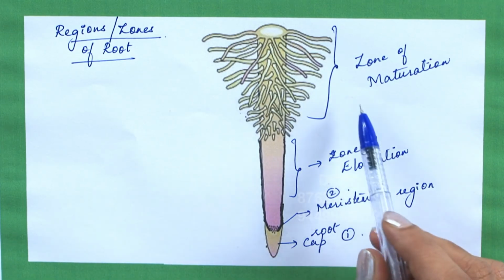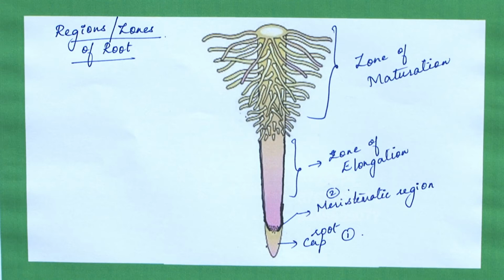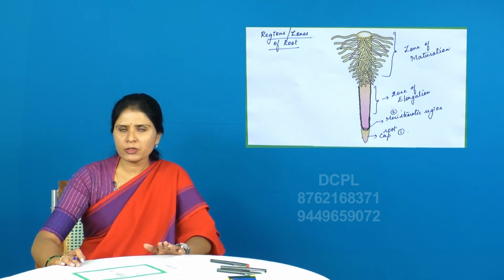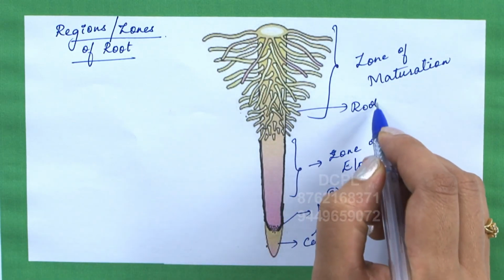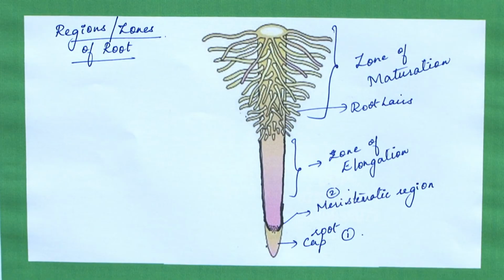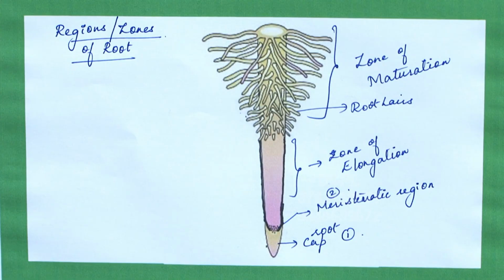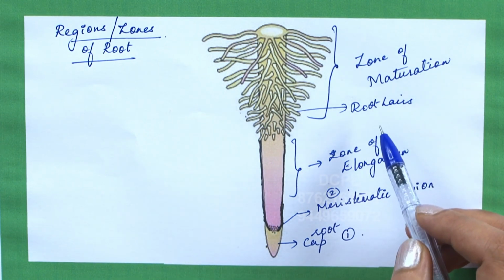Next to the zone of elongation is the zone of maturation. It is said to be a permanent zone. The cells next to the zone of elongation never divide or elongate in the zone of maturation. From the epiblema, the outer cell layer of the zone of maturation, arise numerous root hairs, and they help in the absorption of nutrients from the soil. So these are the main parts of the root: the root cap, meristematic zone, zone of elongation, and zone of maturation, which includes the root hairs.